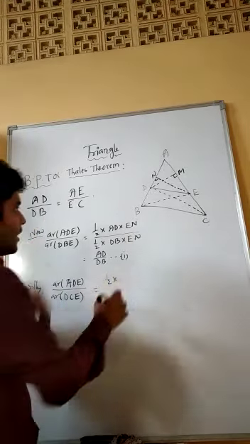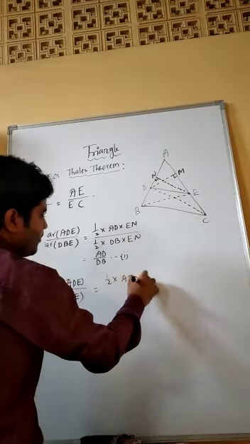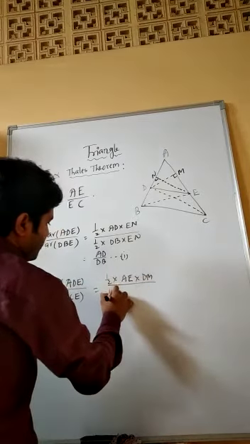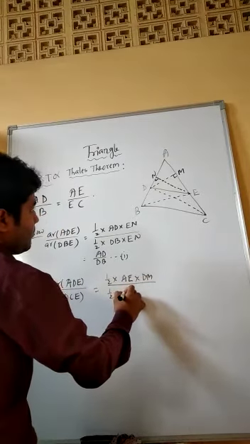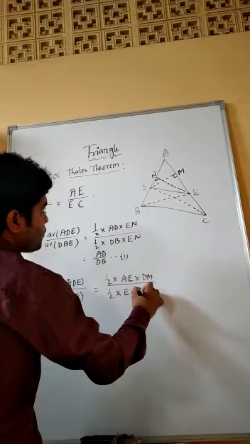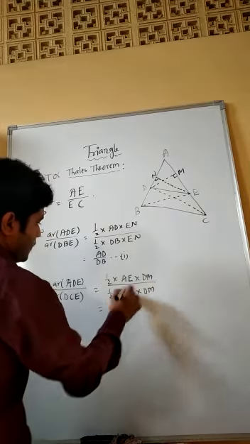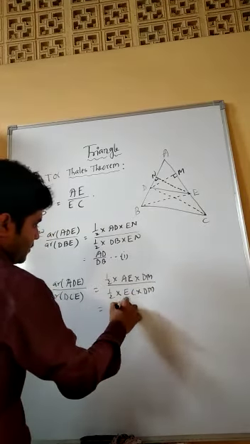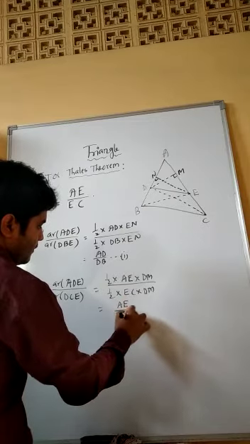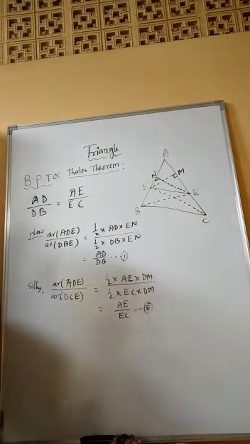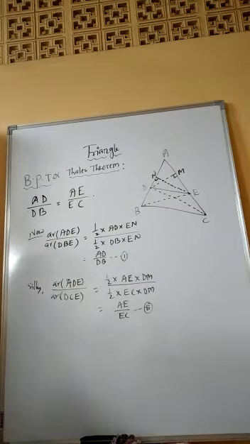Now half. This time you take AE as the base, then which height? DN. And here half, again if you take EC as base, which height? This time also the height is DN, no? So the DN cancels, the half cancels. So AE by EC. This one is equation number 2, and that one is equation number 1.